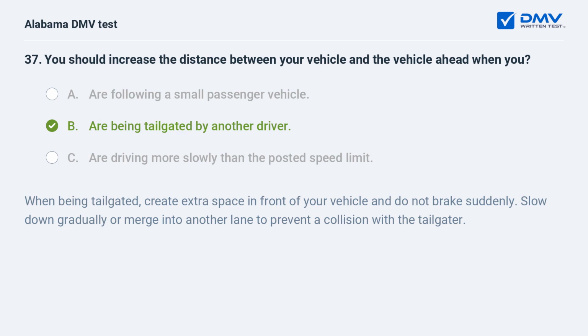When being tailgated, create extra space in front of your vehicle and do not brake suddenly. Slow down gradually or merge into another lane to prevent a collision with the tailgater.